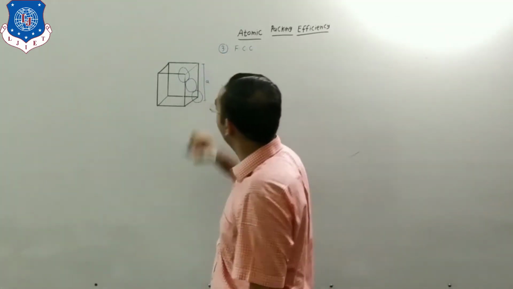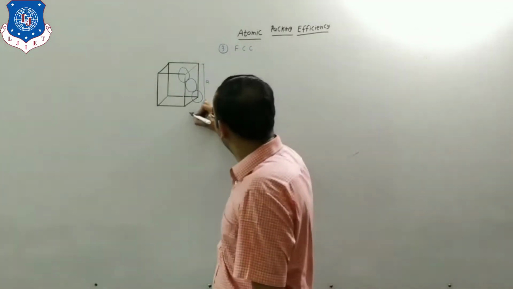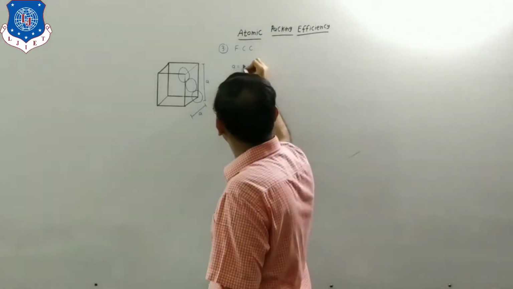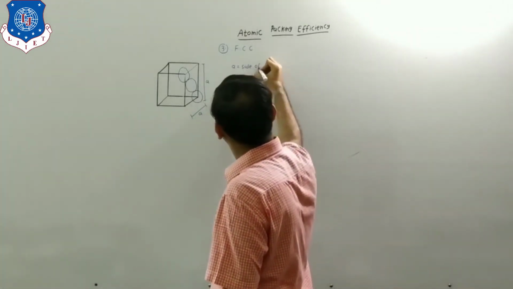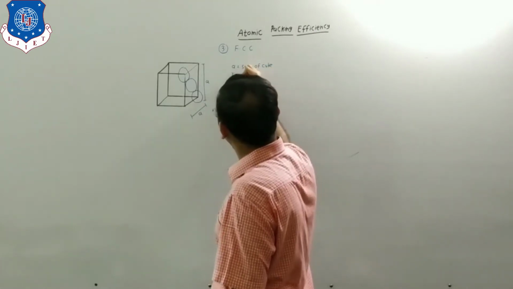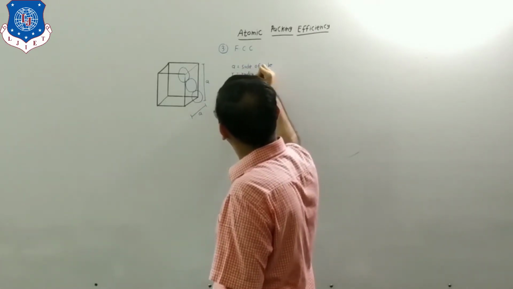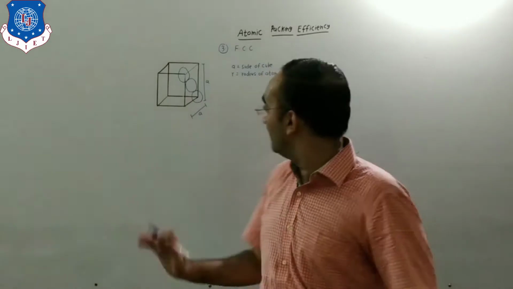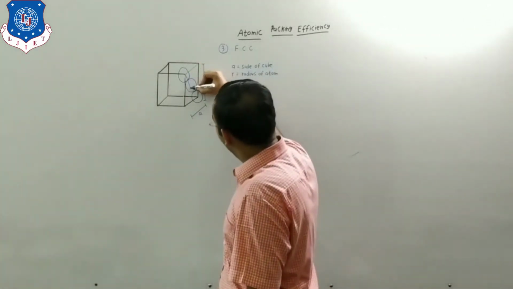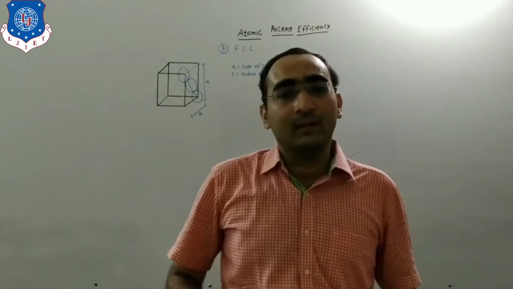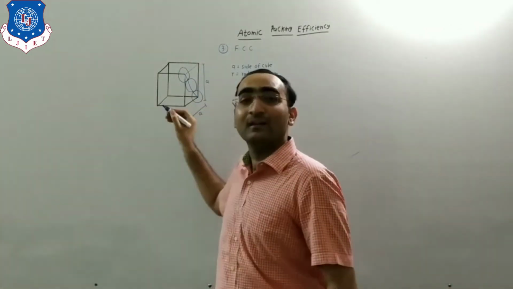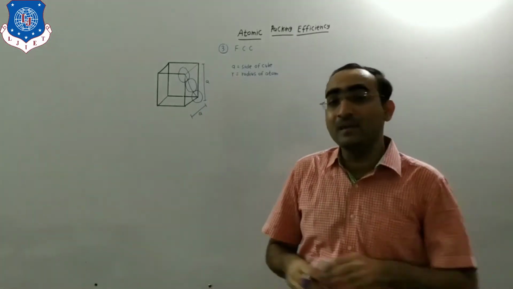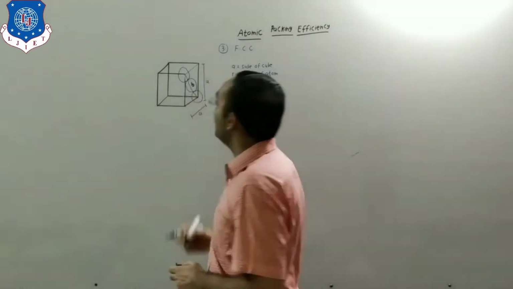This side is A. So A is equal to the side of the cube and R is the radius of the atom. The same flow we have to follow here also. Now this line which is passing through all the three atoms is not A because it is not the side of the cube. So let us write it as B.